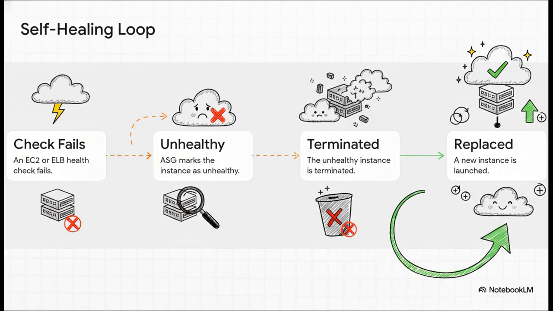Think of it like this. Autoscaling acts like a doctor on call 24/7 for your servers. It's constantly checking their pulse. And if an instance fails a health check, maybe the server crashes or the application freezes, autoscaling immediately identifies it, terminates that sick instance, and, this is the magic part, launches a brand new, healthy one to take its place. This self-healing is a cornerstone of building highly available systems on AWS.